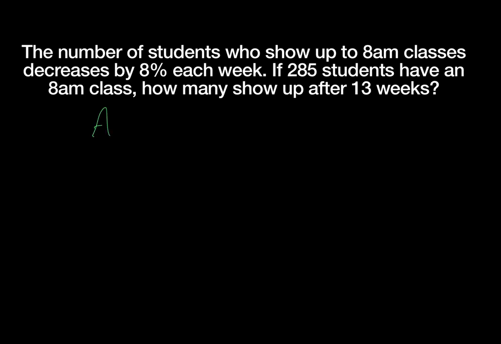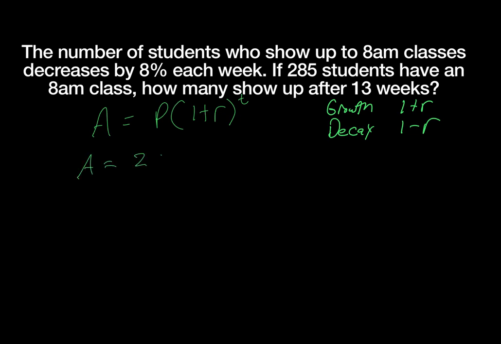So amount equals principal times 1 plus r to the t power. That's our equation for exponential growth and exponential decay. If it's growth, it's 1 plus r. If it's decay or decreasing, it's 1 minus r. Is this growing or decreasing? Decreasing. So my amount will equal the principal, how much I start with, times the rate, 1 minus 8%, 0.08, to the time, 13.